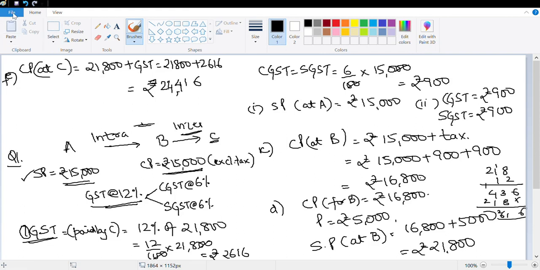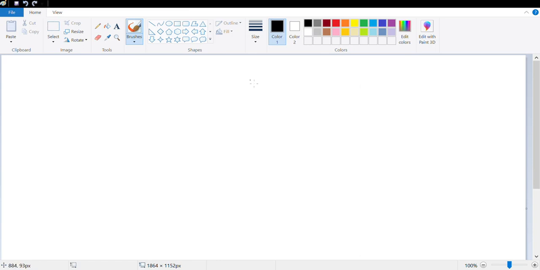Let's move on to the next question. The next question that we do is question number 2. No, not 2. Question number 3. Sorry. Question number 3. So goods and services are sold from Kota to Mumbai. So from Kota to Mumbai. What kind of a transaction? Interstate. Kota is in Rajasthan, Mumbai is Maharashtra.